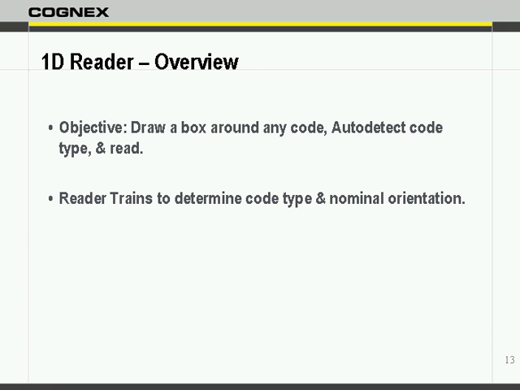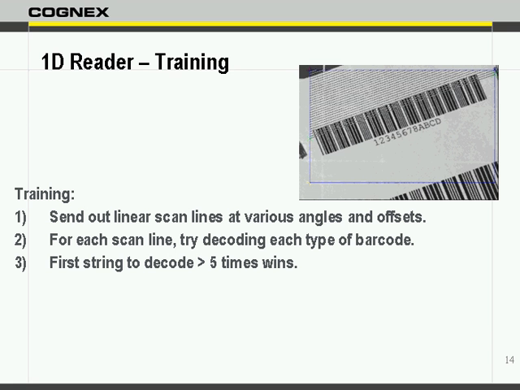So, one-dimensional readers. Basically, you draw a box around any code. The tool is actually designed and configured by default to just work. So it's actually kind of a really nice feature, and something that I really appreciate about this product, this DVT line of products, is that the tools have been designed and configured by default to just start working for you. So you'll see that when we get into them. Reader trains and determines the code type and the nominal orientation that you need. So it's really great about finding that code and telling you what's encoded into that code.